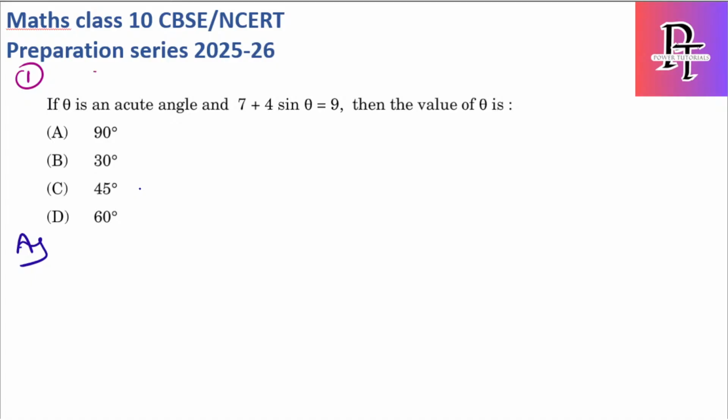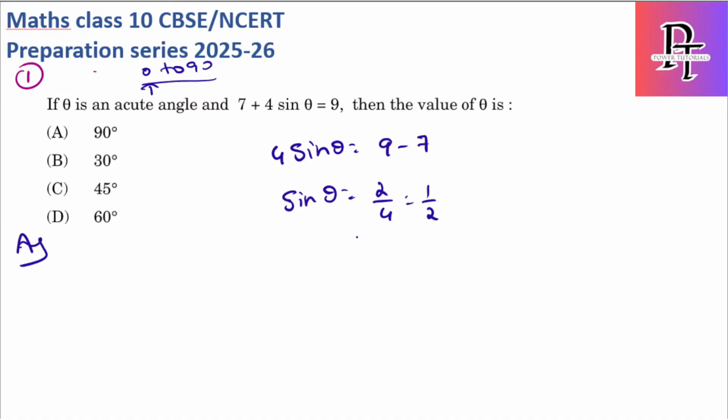If theta is an acute angle, acute angle means the angle is between 0 to 90, and 7 plus 4 sin theta is 9, then they are asking the value of theta. So simply move the number to the right side. This becomes 4 sin theta is equal to 9 minus 7. So sin theta will become 9 minus 7 is 2, so 2 by 4, which is 1 by 2. Sin theta is 1 by 2 at 30 degrees.